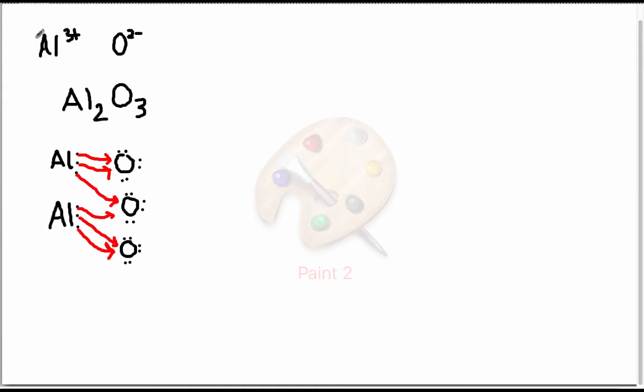The final part is to draw the ions with their brackets and the valence electrons clearly inside the bracket, along with the charges. Aluminium has lost 3 electrons to get the 3+ charge. Oxygen has gained 2 electrons to get a 2- charge.